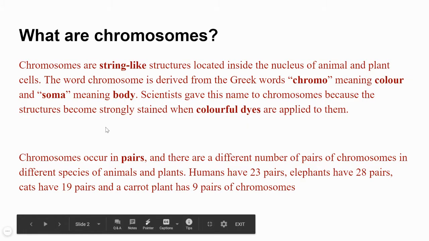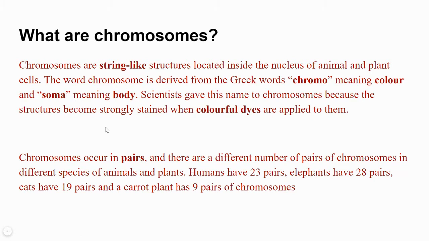So the first thing that we discuss in this video is what are chromosomes. We call chromosomes string-like structures which are located inside the nucleus of plants and animals. The word chromosome is actually a Greek word taken from chromo, which means color, and soma, which means body. Scientists in earlier times observed that chromosomes took up different types of colorful stains that were applied to cells, and hence they named it that way.